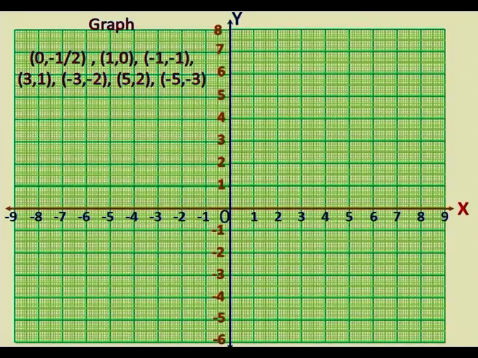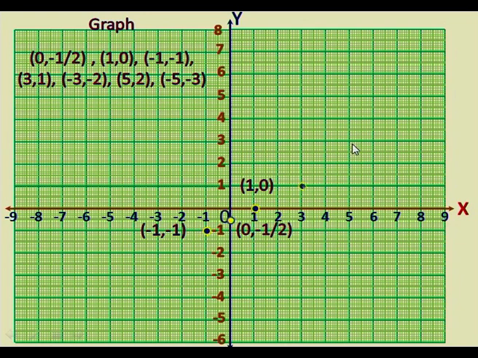So, the points here: (0, -1/2), (1, 0), (-1, -1), (3, 1), (-3, -2), (5, 2), (-5, -3). So, where is (0, -1/2)? x is equal to 0, y is equal to minus half. Now, x is equal to 1, y is equal to 0; x is equal to -1, y is equal to -1, you have the point here.